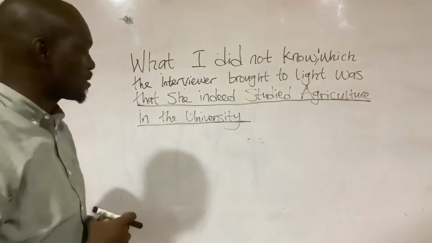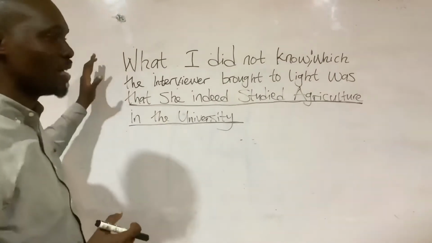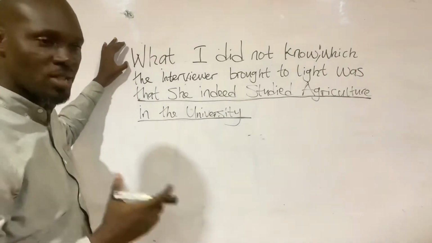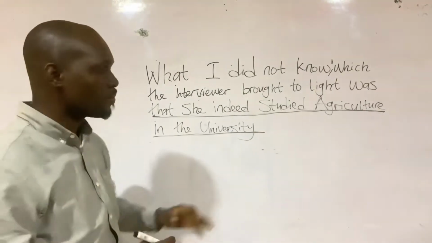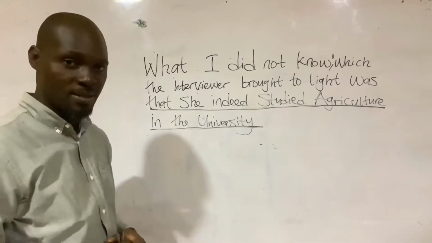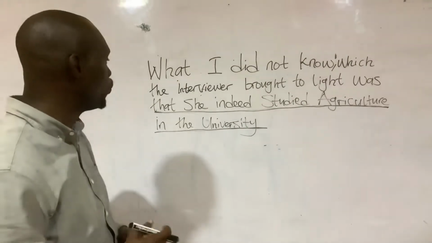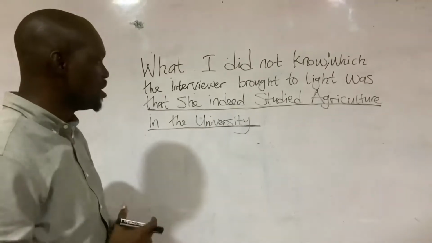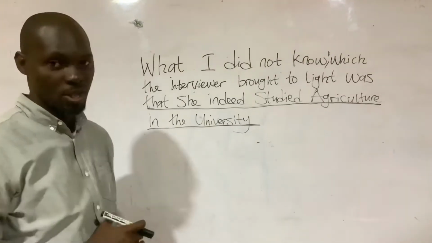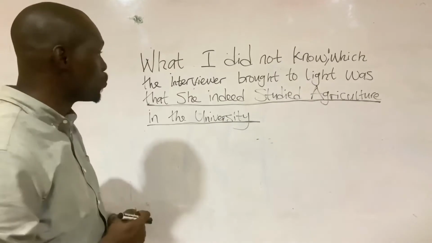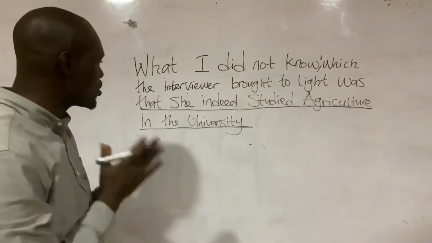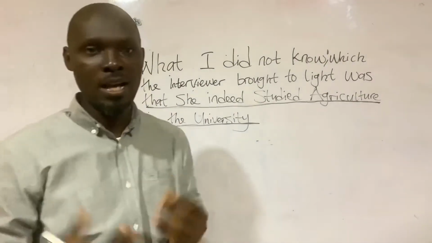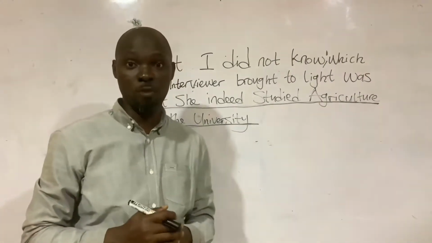So let's look at the question. From what you can see on the board, I've decided to write the whole sentence from the beginning to where the underlined expression ends. So we have: what I did not know, which the interviewer brought to light, was that she indeed studied agriculture in the university. So if you look at this sentence, we have the underlined expression, which is that she indeed studied agriculture in the university. But first, let's get to know what grammatical names and functions are.